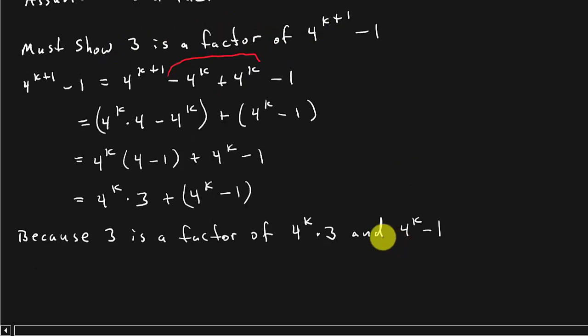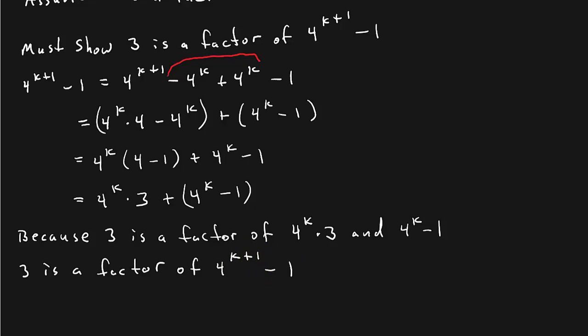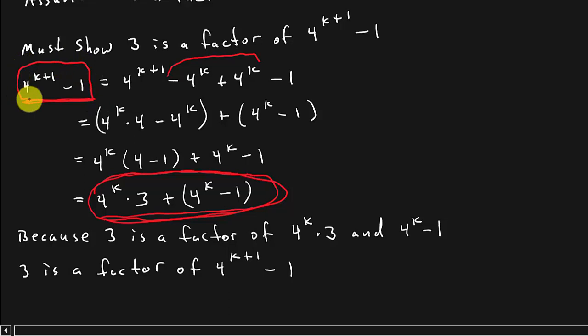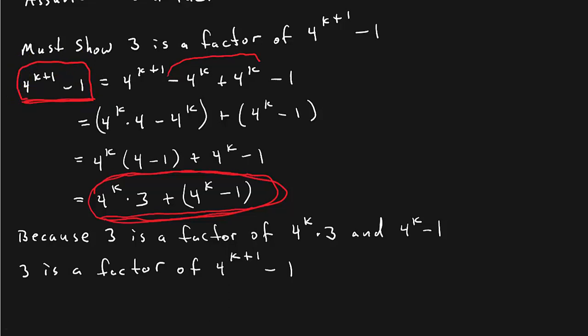So since it's a factor of both of those, 3 is a factor of 4 to the k plus 1 minus 1. And where'd that come from? Well, look at it right here. You see this? I said 3 is a factor of each of those terms. So that means it's a factor of all of this. And what does all of that equal? Well, it equals this, 4 to the k plus 1 minus 1. So if 3 is a factor of this, then it has to be a factor of this because they're equal. All right. So let's look at the next problem.